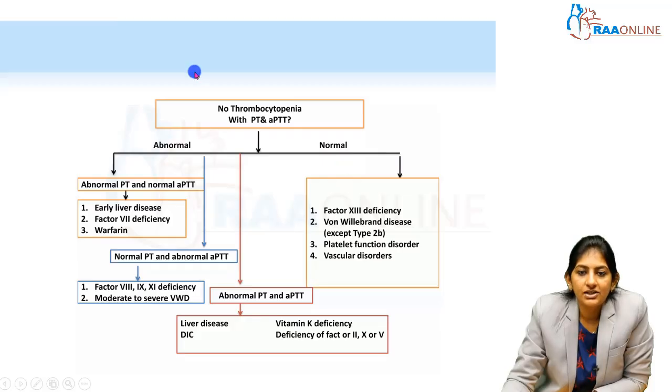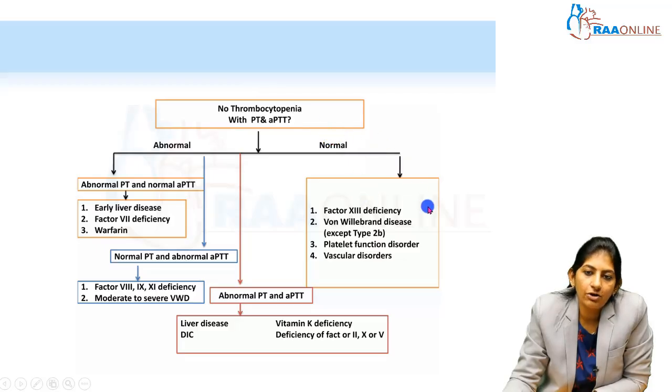And if there is no thrombocytopenia and the coagulation studies are also normal. Coagulation studies means the screening only: PT, APTT, INR. The full coagulation profile we have not done. So with the screening, what all should you think? No thrombocytopenia, no PT, APTT abnormality. So everything is normal for now.